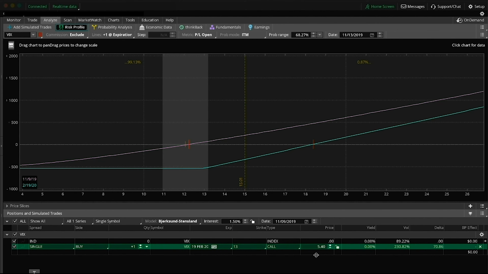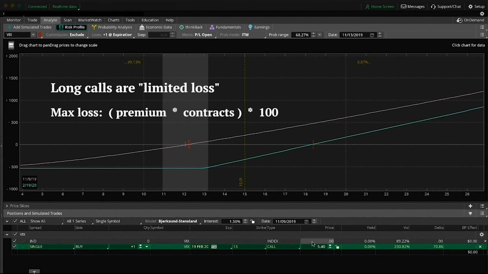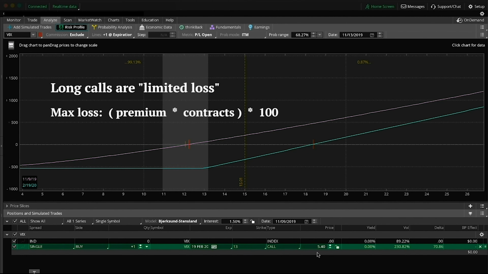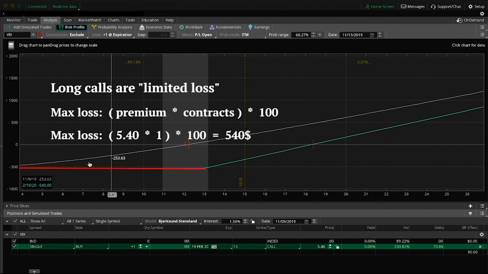So the important points to note here, remember long calls are limited loss. We can calculate the maximum loss for the trade very simply by taking the premium that we paid for the contract and multiply that by the number of contracts. And then remember each option contract is equivalent to 100 shares. So $5.40 times 100, you can see the maximum loss all the way here is minus $540. No matter what happens to the VIX, if it goes down to 9, if it breaks to new all-time lows in the 8s, we can still only lose a maximum of $540.